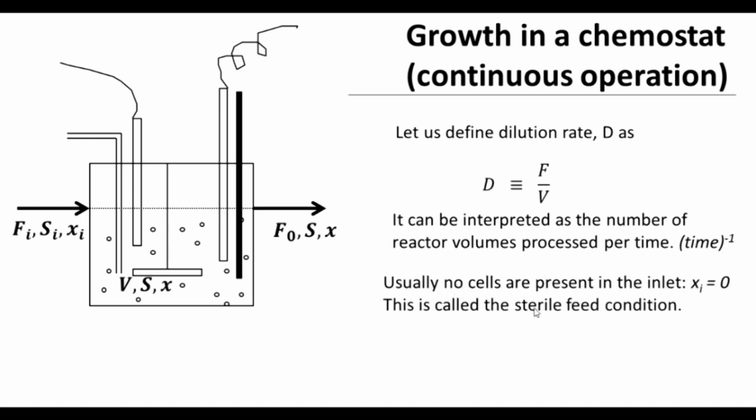Usually, there are no cells present in the inlet of the chemostat, and this condition is called a sterile feed condition. In the feed, there are no cells, it is sterile. This is the usual mode of operation, unless you are using a chemostat in a different way, maybe attached to another chemostat, another bioreactor. Those are different. Standalone chemostats usually don't have an inlet cell concentration. There's just substrate in the inlet stream.